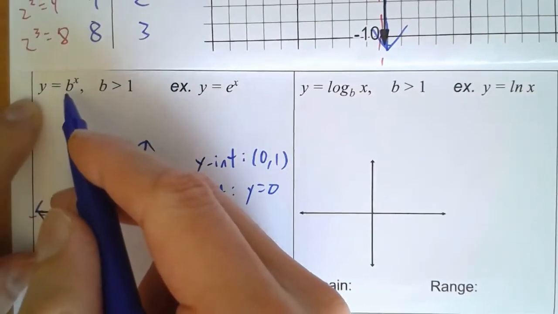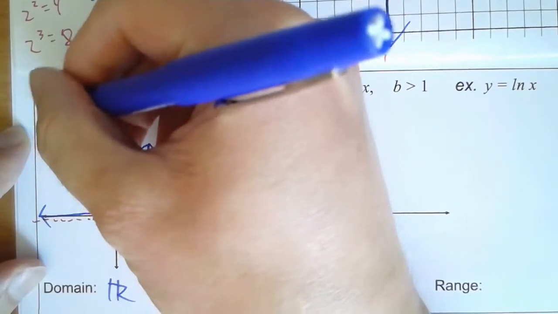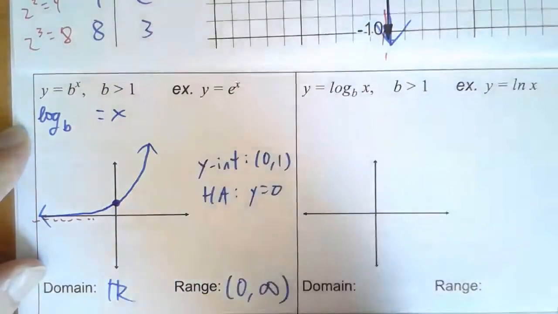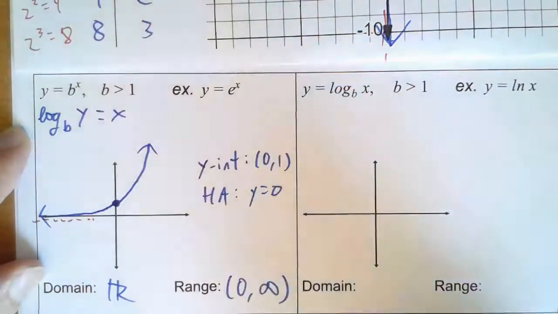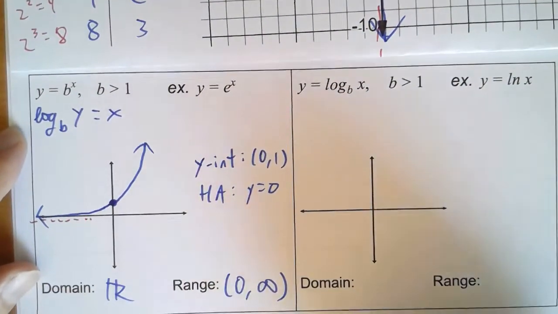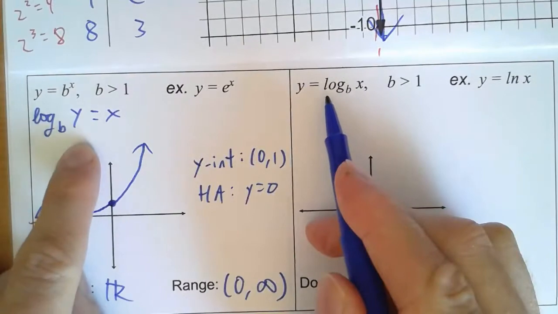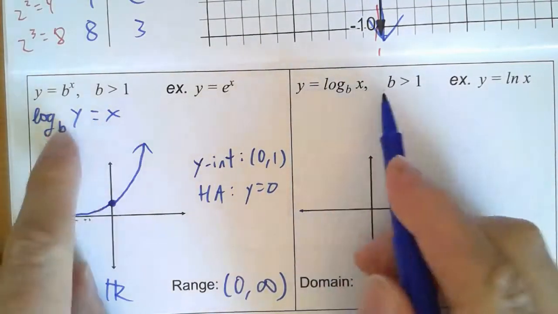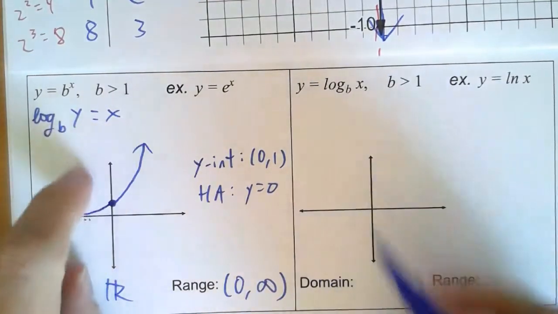What if I changed this to log form? Well, this would be log base b. Logs are exponents, so this would equal x. And then I would have y right there. Compare that with this log function that we're trying to graph. What happened? We switched x and y, right? We switched the input and the output.